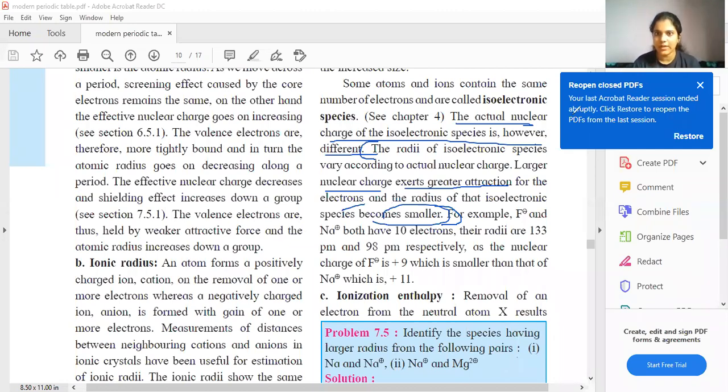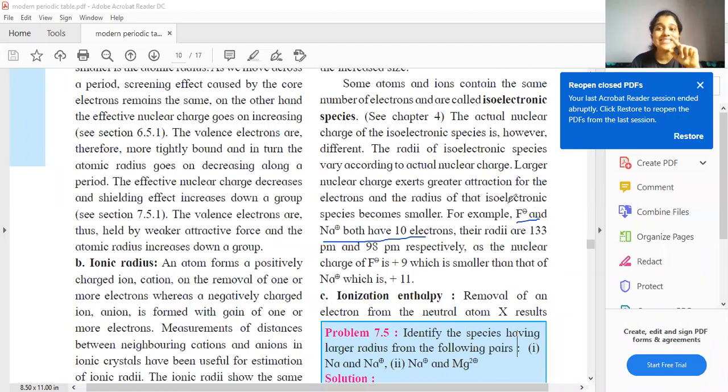Okay, fine. Okay, next, see, next they have given an example. For example, F minus, okay, and Na plus both have 10 electrons. Students, see, sodium has 11. So if you remove one electron, that is Na plus, I am left with 10 electrons. Okay, fine.